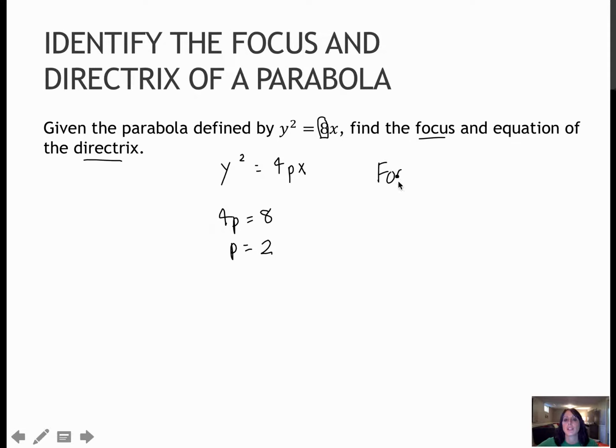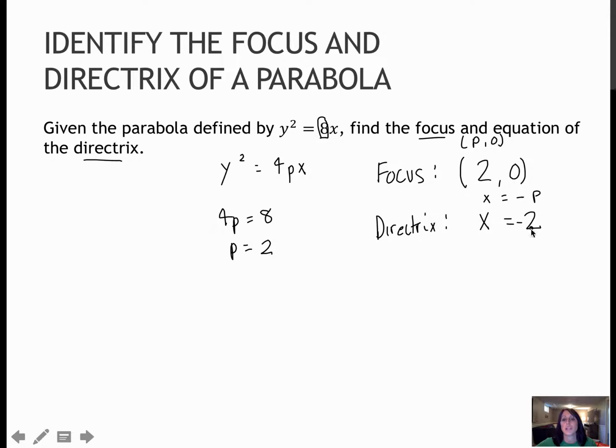So the focus, again, because it's a y squared, the focus is at (2, 0), which was (p, 0). The directrix is an equation, so again, it should not just be 2, but it is the equation x equals negative 2, because the directrix is x equals negative p.